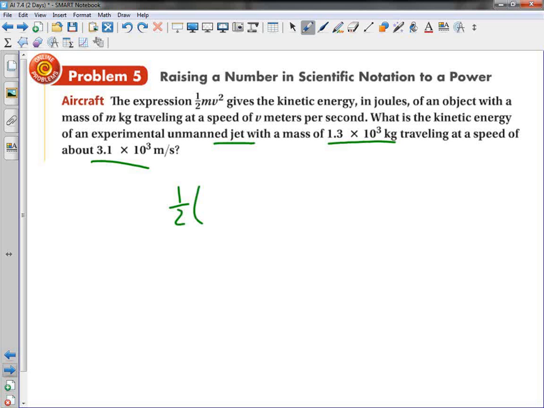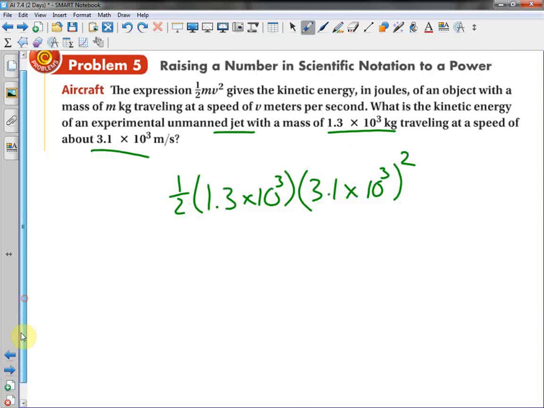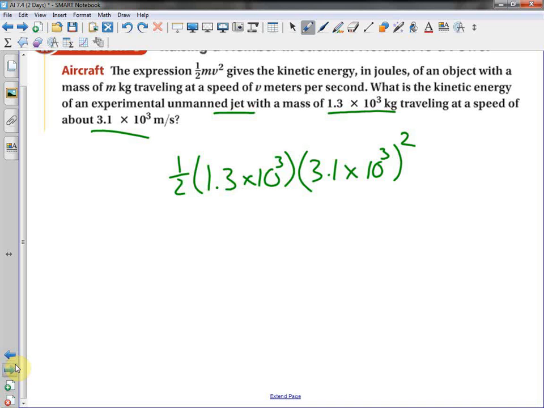Well, what was our mass? It was 1.3 times 10 to the 3rd power times my velocity squared. Well, my velocity is 3.1 times 10 to the 3rd squared. All right, and again, the first thing we want to do is get rid of that exponent out there. So I have 1/2 times 1.3 times 10 to the 3rd. That's going to be 3.1 squared times 10 to the 6th, right? Multiplication.